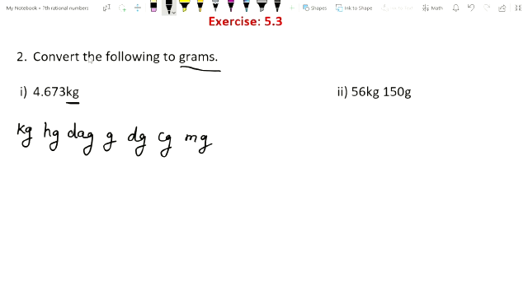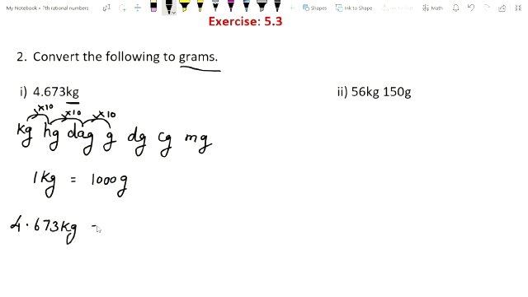So what is given? Kilogram is given. You are going to convert into gram. 1 step, 2 steps, 3 steps. With each step we need to multiply with 10. So totally 3 steps, so 1000. So 1 kilogram equal to 1000 gram. So 4.673 kilogram equal to 4.673 into 1000 gram.